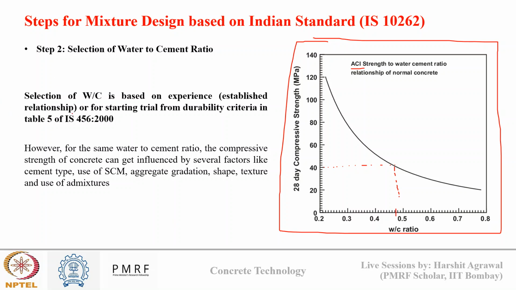Now for the same W by C ratio, the compressive strength of concrete can be influenced by several factors like cement type, use of SCM, aggregate gradation, shape, texture, admixture. A lot of things can affect the strength of concrete. It is not just the W by C ratio. Therefore, just relying on W by C ratio to get strength may not be enough. And that's why trial mixture design is done first to verify whether the proportioning is right or not, and if it is not right, then we do the adjustment in proportioning to achieve the desired strength. So just relying on W by C ratio is not enough.